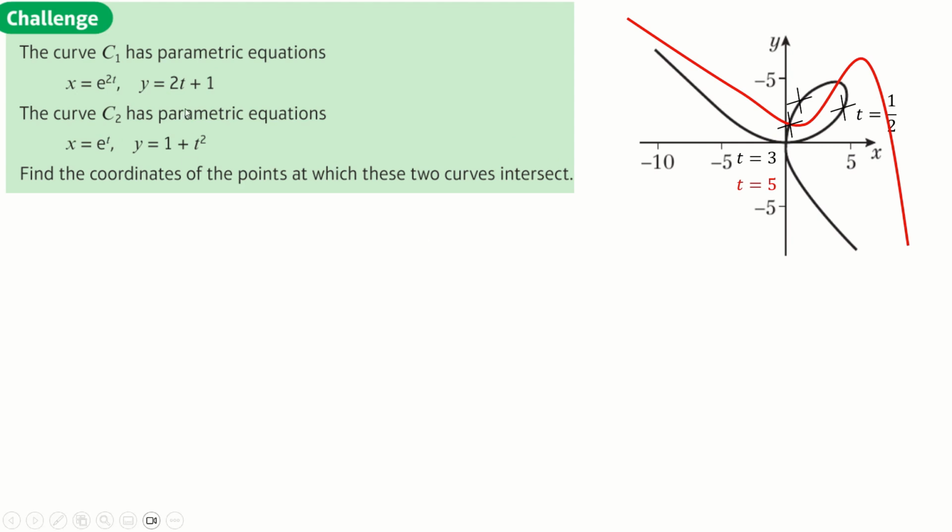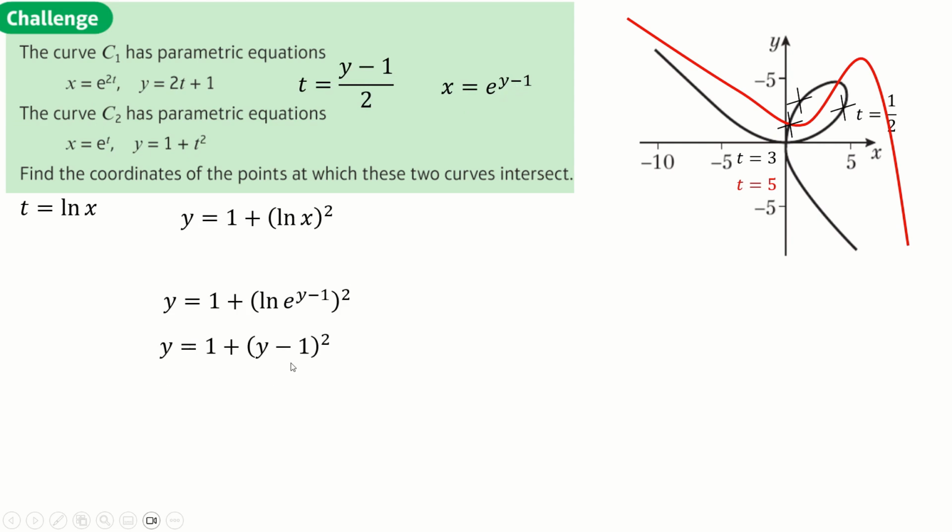So let's do that. Rearrange this for y equals t minus 1 over 2, and I think I actually then just put that into there, right? Because 2t is y minus 1, so it ends up being quite easy. I decided to go the other way around for this one because I didn't want a square root. So I just said t equals log x, which means y is 1 plus log x, all squared. And then you can just put x is e to the y minus 1 into here, and it clears out immediately. It's really nice. Expand it all out, solve it, you get y is minus 1, y is 2.